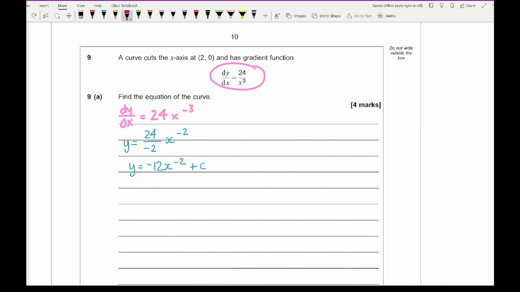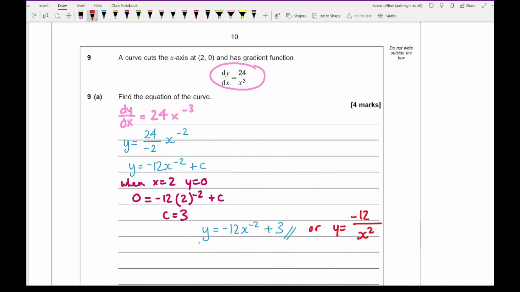Then if I substitute the coordinates, so when x equals 2, y equals 0, then what I end up with is 0 equals minus 12 times 2 to the power of minus 2 plus c. So c comes out to give me an answer of 3. So then the equation of the original curve is going to be y equals minus 12x to the minus 2 plus 3, or you could write it in fraction form where it's going to be y equals minus 12 over x squared plus 3. So any of those would be absolutely fine for the rather generous 4 marks.